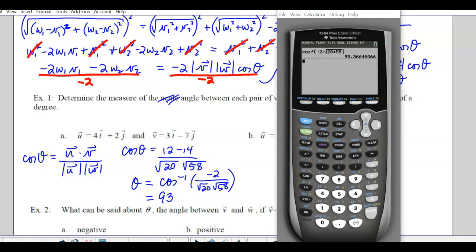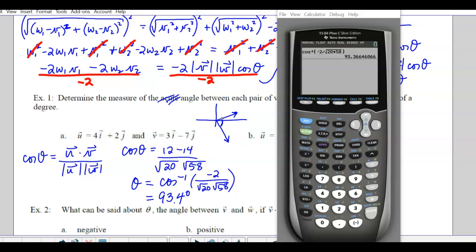Here's 10, 93.4 degrees. And so we'll just leave it like that. So that means if you were to graph these, and you can kind of test it, because it's 2 dimensions, it's pretty easy to test. So that would be U there, and then 3, -7 here. Okay, so that would be your angle in between them, 93.4.